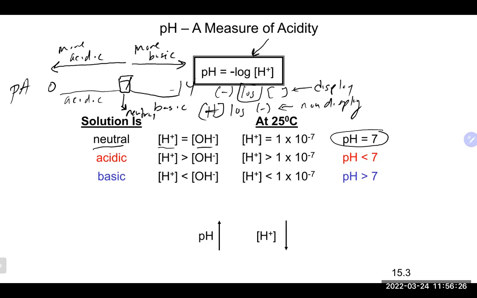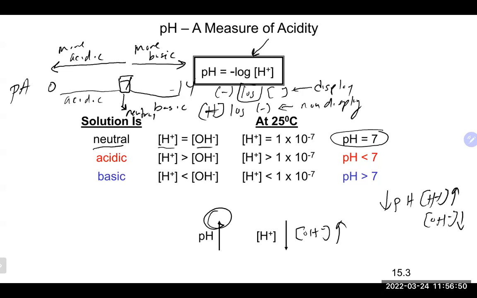As the H plus concentration goes down, the pH goes up. And again, that's because in this situation, H plus goes down, which means the OH minus concentration goes up. And that would be moving towards basic as the pH goes up, and vice versa. If the pH goes down, that means the H plus concentration went up and the OH minus concentration went down in that case. Now let's talk about Sig Figs and pH.